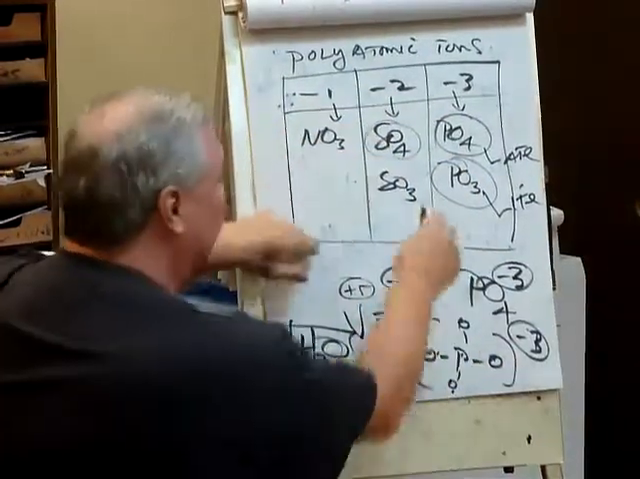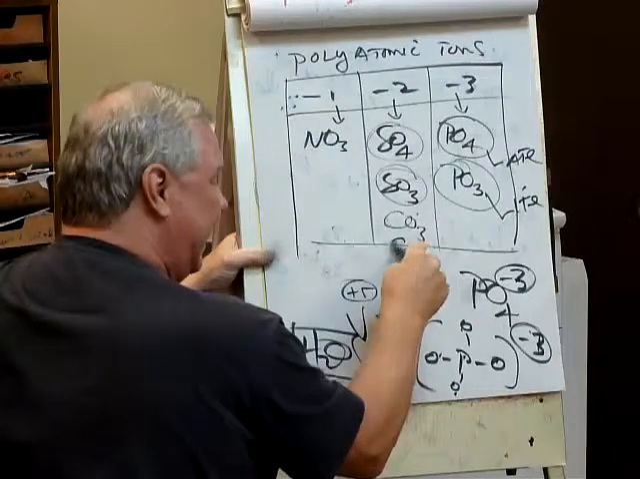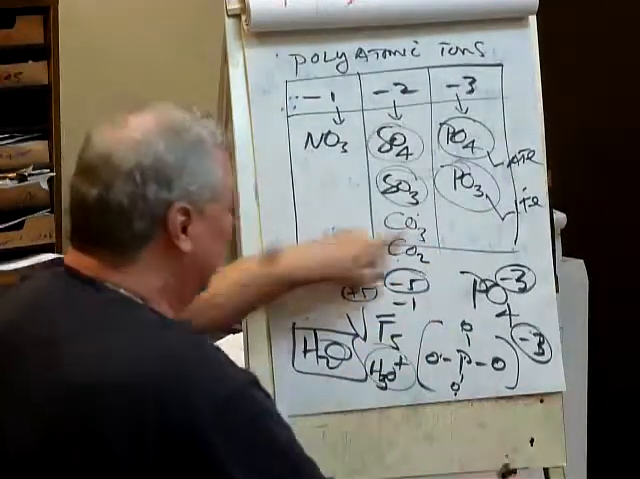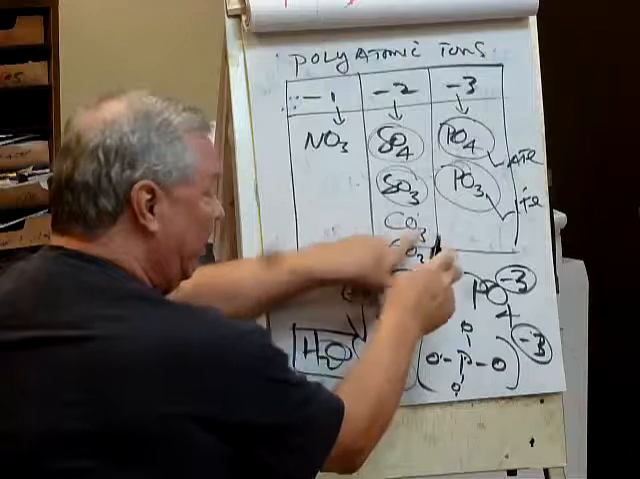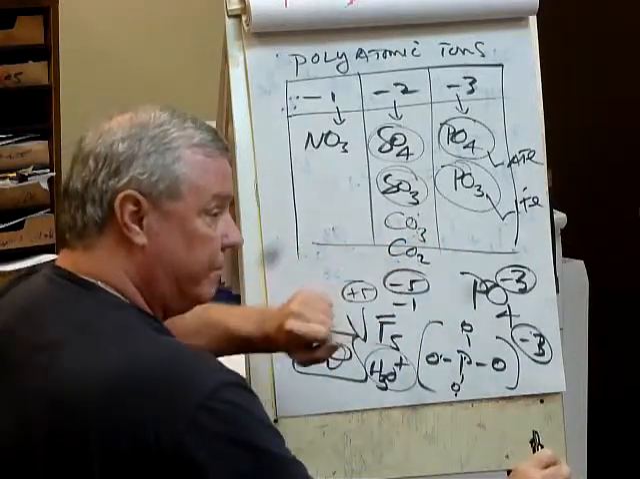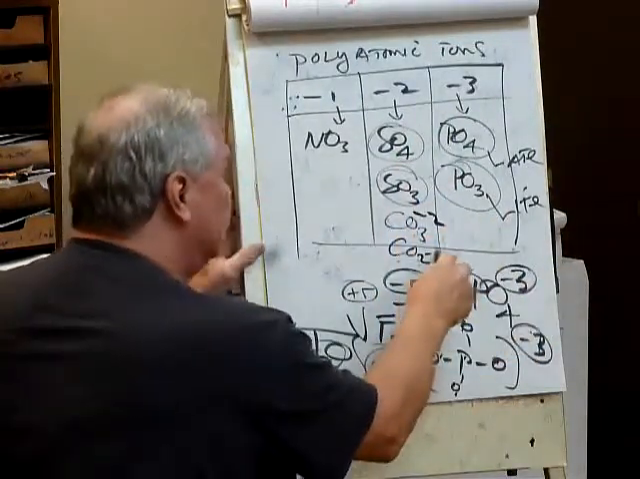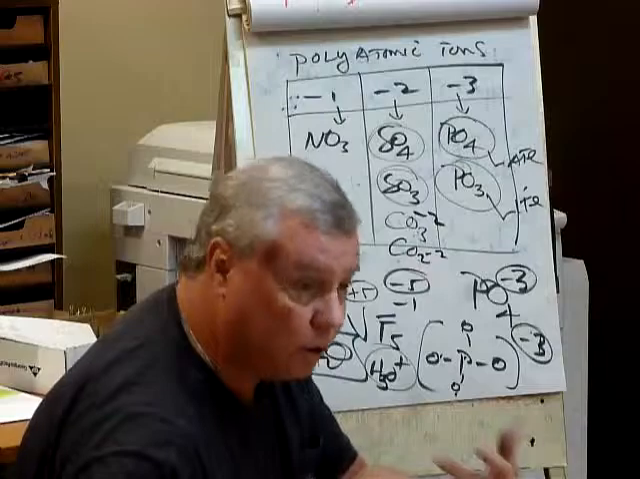Then we got sulfate and sulfite, and 2 more, carbonate and carbonite. Carbonate and carbonite. Why? The -ate always has 1 more oxygen than the -ite form. Can you spell that carbon dioxide? No, because it's got a -2. That's an excellent question, though, Jen. That is such a good question.